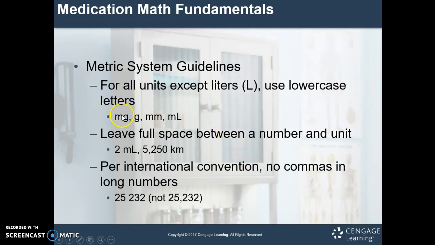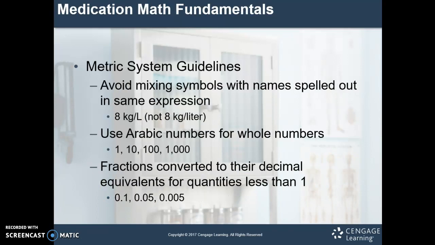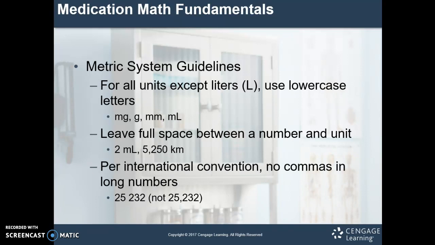For all units except liters, we use lowercase letters. Liters is always a capital L, even when it follows milli. So milliliters, you still get that capital L. And you leave a full space between a number and a unit. In addition, there are no commas in long numbers per international convention, but you will see commas probably in the book. That's what I've noticed. And we use commas commonly in the United States, so I don't think you should get used to not seeing them.